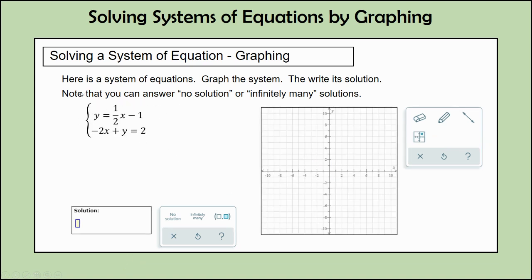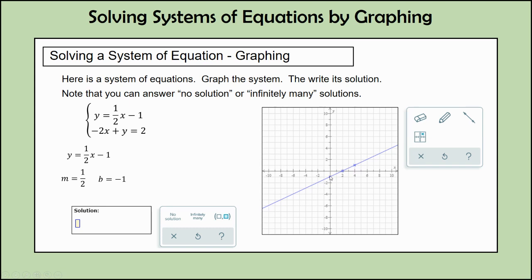Now, this one is a little bit more challenging, right? Because your first equation is ready to go, but your second, you've got to put in slope-intercept form. That's not tough for us, right? Here's my first equation. It's ready to graph. My slope is a half. My y-intercept is negative 1. We'll come over here to -1, go rise of 1, run of 2, rise of 1, run of 2.